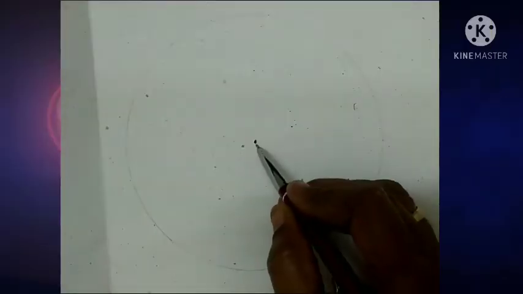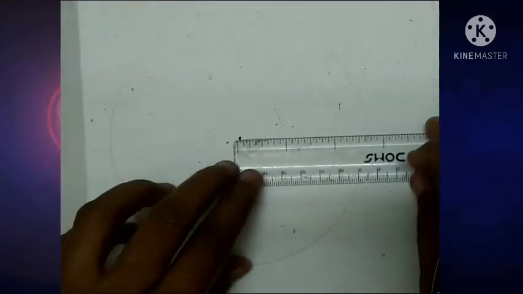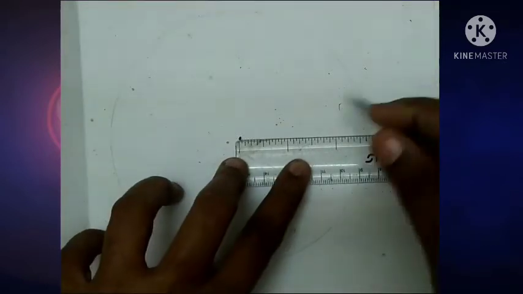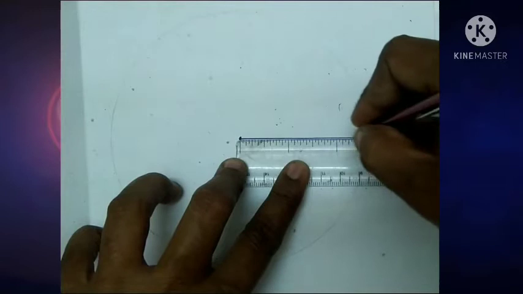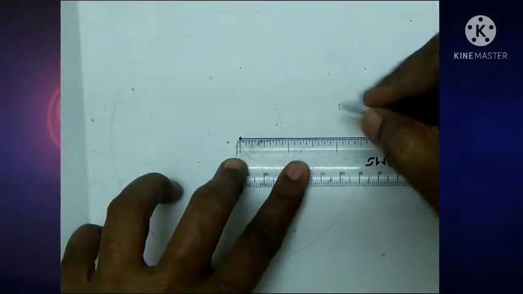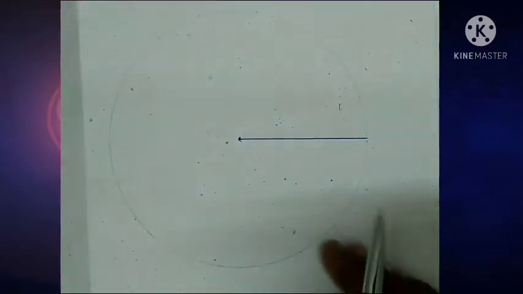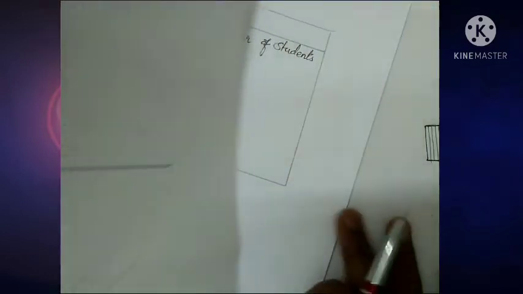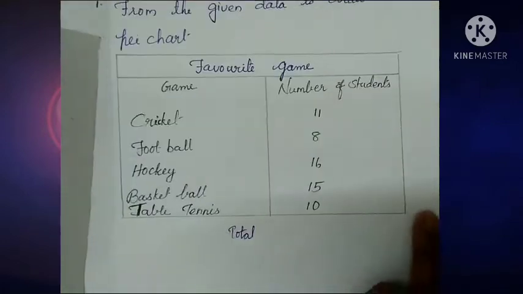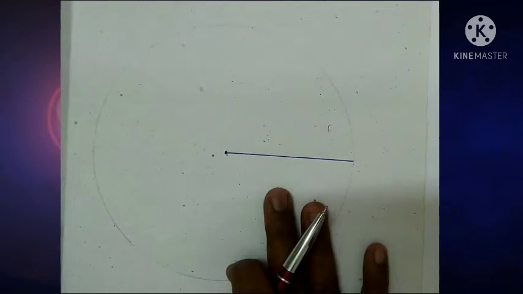So here this is the center of the circle. First we want to draw the radius of the circle. In any direction you can draw the radius. So first I draw this side. This is the radius of the circle. Okay. Next, using this circle, we want to mention these data in this circle. How can we represent the data?